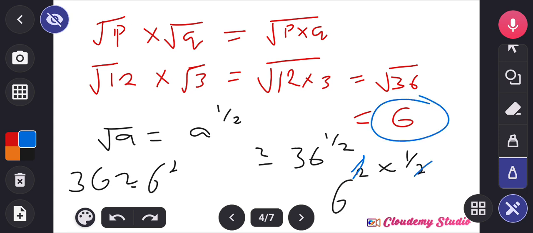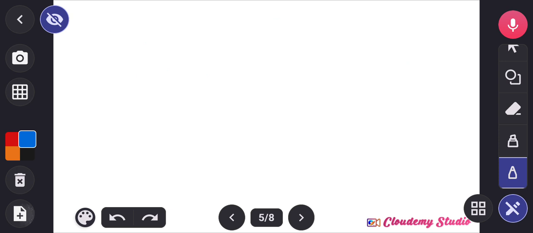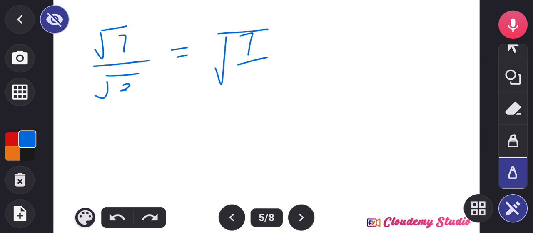But the best thing you can actually do for yourself is press a calculator and you get root 36 equals 6. You understand? Now, the next one is, let us say, root 7 divided by root 2. You see, it is the same thing as root 7 over 2. As simple as that. You understand? So that is the basic aspect of surd.